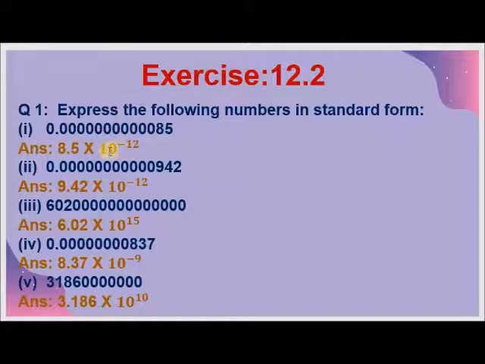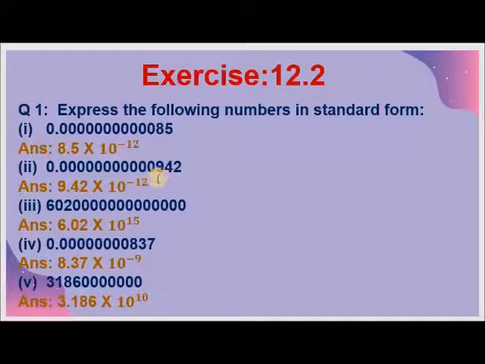Now next part is 0.0000000000942. Here also we have to put the decimal point after 9. From this decimal till 9 we have 12 digits if we count them. So here we will write it as 9.42 multiplied by 10 raised to the power minus 12. Why minus 12? Because we are shifting our decimal point towards our right side.